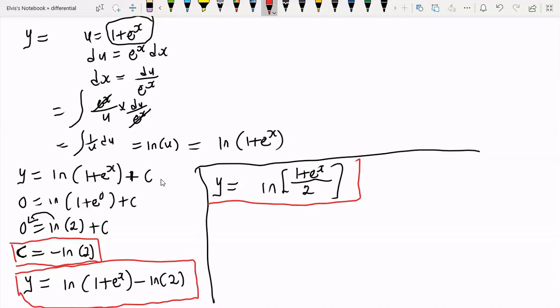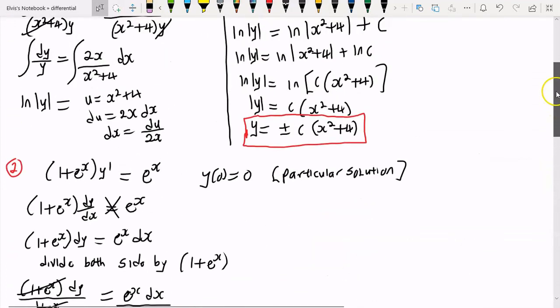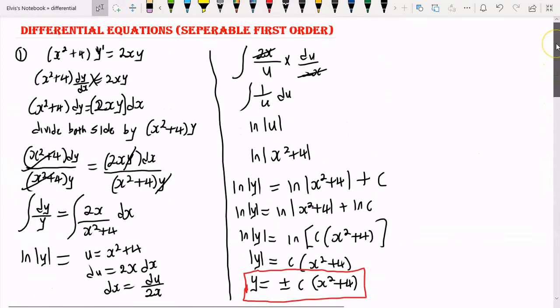So this is going to be the particular solution of the equation satisfying the initial condition y of 0 equal to 0. This is how we can solve differential equations. So this is first order separable differential equations. Okay guys, so this is where we are going to call it.